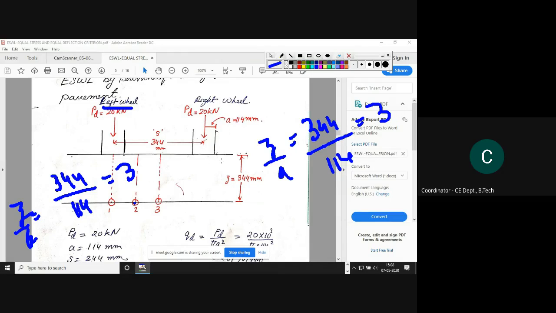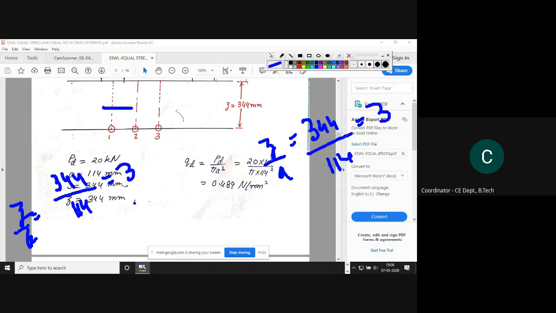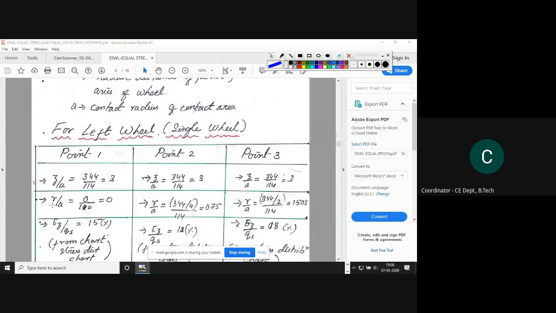So here we have calculated that z by a value. See, for point 1 from the left wheel, z by a is this one. For point 2 for the left wheel, z by a is this one. And again for point 3 also, z by a is 3 only. Why? Because the z value is the same for point 1, point 2, point 3, and the a value is also the same for point 1, point 2, point 3.